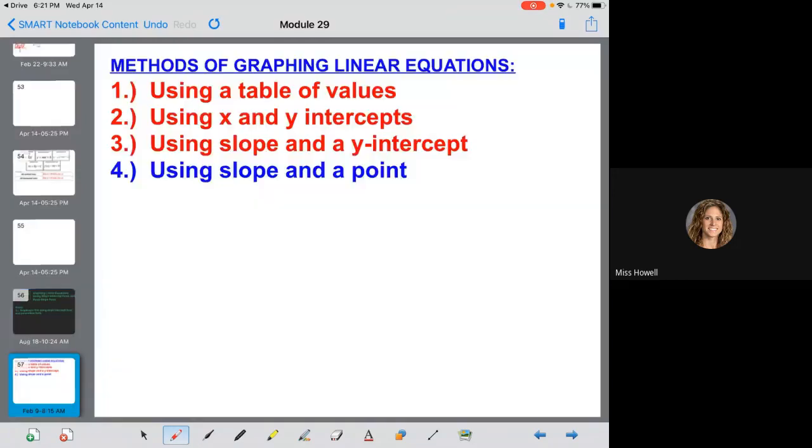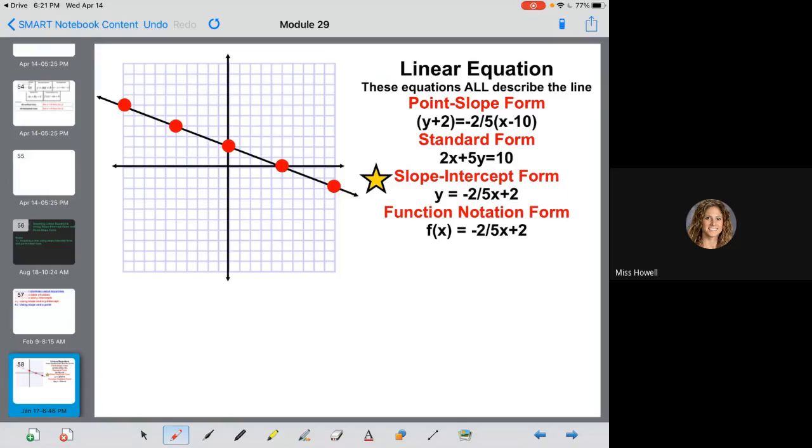Over the last couple of days, we've been focusing on method number 3 for graphing our linear equations, which is using the slope and y-intercept of a line by getting our linear equation in that slope-intercept format of y equals mx plus b. The only type we haven't looked at using slope-intercept form is, what if we're originally given this point-slope format? Can we solve it for y to get down here to the slope-intercept format?